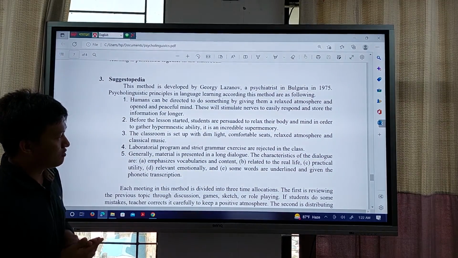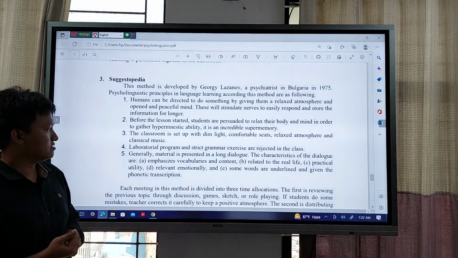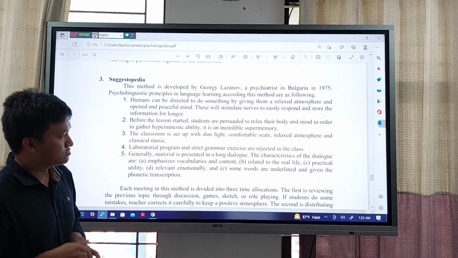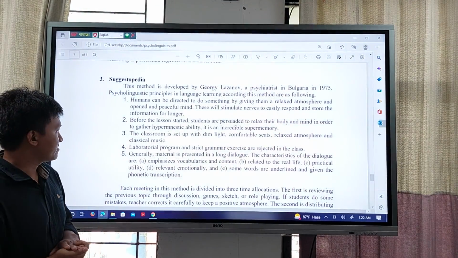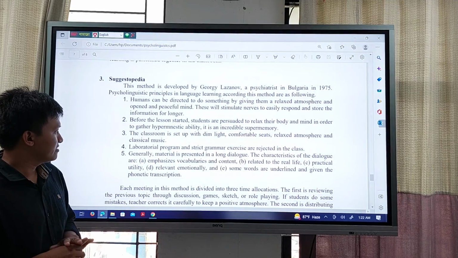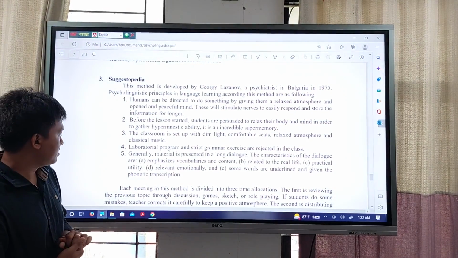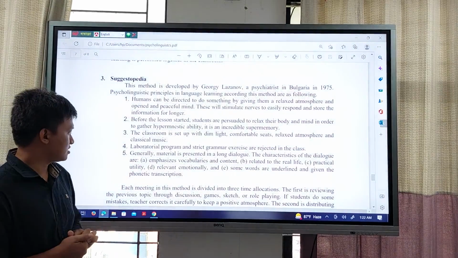The characteristics of the dialogue are: A, emphasis on vocabularies and content; B, related to real life; C, practical unity; D, relevant emotionally, and some words are underlined and given the phonetic transcription.